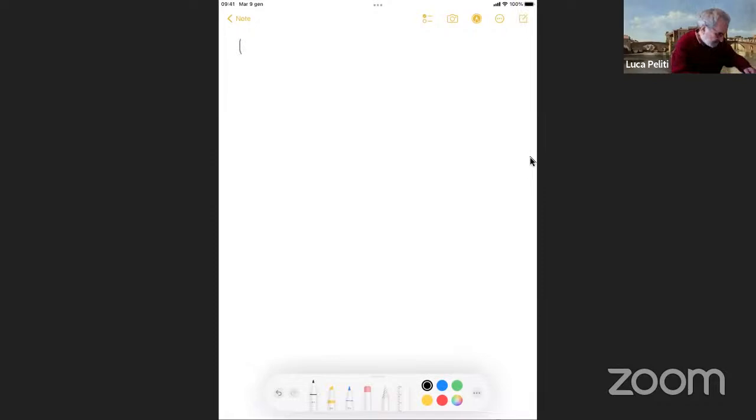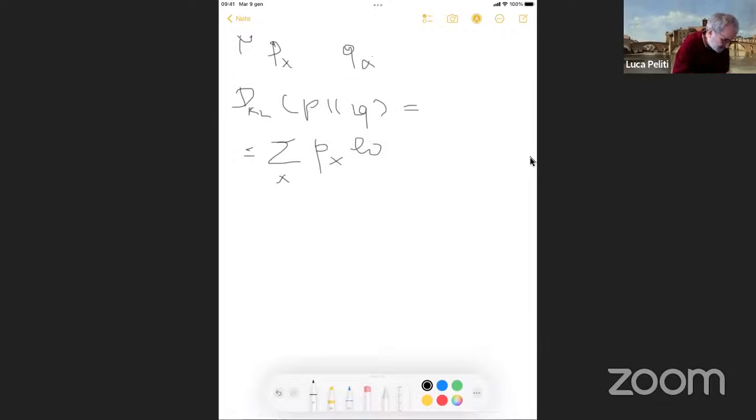Okay. Now, we have two different distributions, P of X and Q of X, of the same system. And now we want to have a measure, in some sense, of how distant these two distributions are. And this is done by introducing the Kullback-Leibler divergence, DKL, which is written in this way. It is given by the sum over all states of the system of the probability P of X times the log of P of X divided by Q of X.